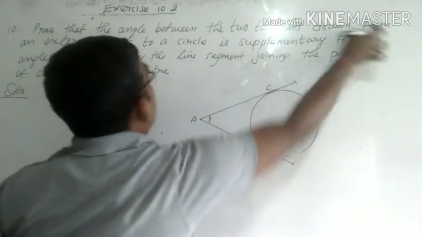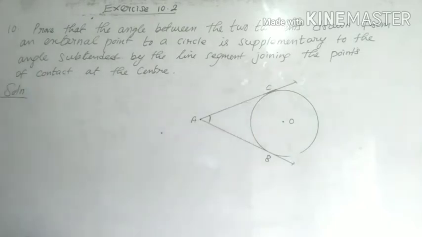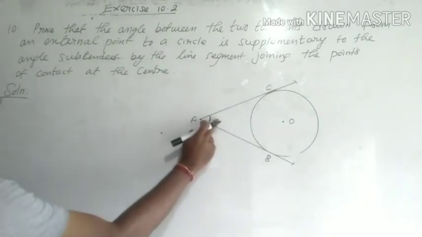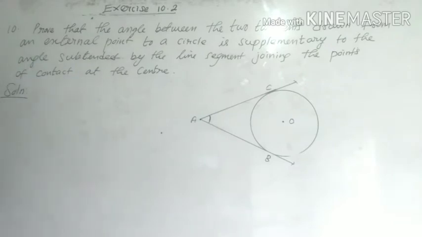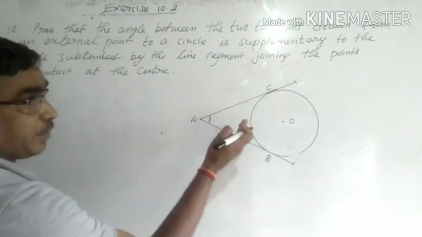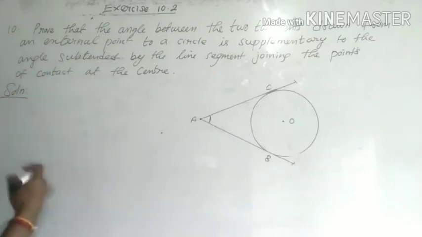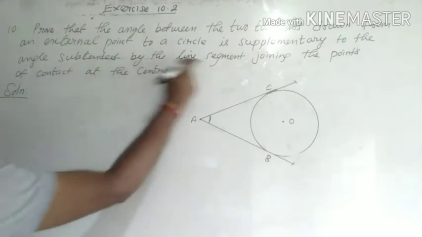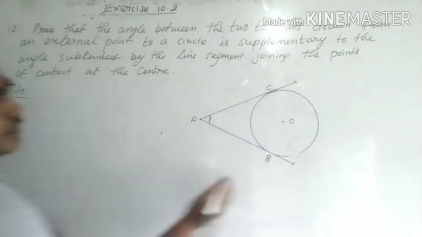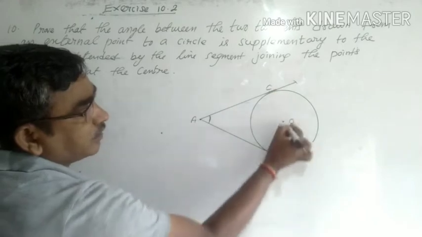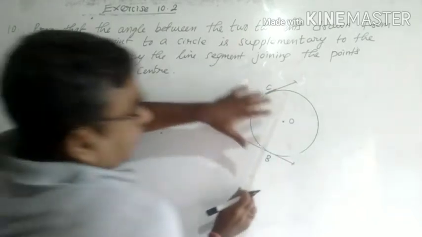The tangents are drawn from an external point. From the external point, AB and AC, two tangents are drawn to the circle. This angle is supplementary. Supplementary means the sum of two angles is 180. This angle is supplementary to the angle subtended, which is made by the line segment joining the points of contact at the center. These are called points of contact. This is the center.